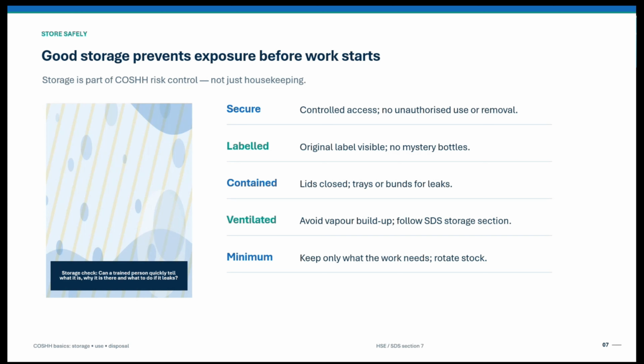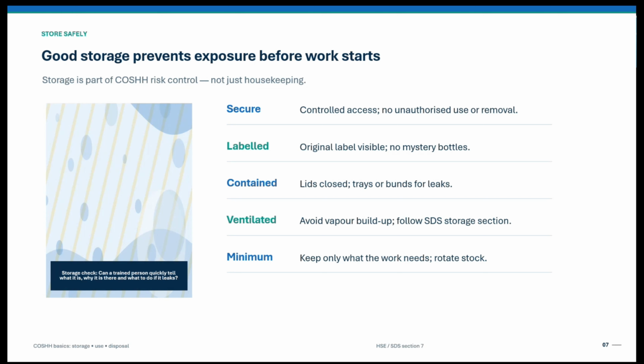So ventilation. To avoid vapor build-up, you've got to follow the MSDS storage section. It'll explain to you what kind of ventilation is needed. Is there a need for mechanical ventilation, or is natural ventilation suitable? It will all be explained in the MSDS. This information will then be transferred into the COSHH assessment when you create it. So once again, make sure that once we've created the COSHH assessment, we communicate all that information over to all the employees that are relevant working in that area.